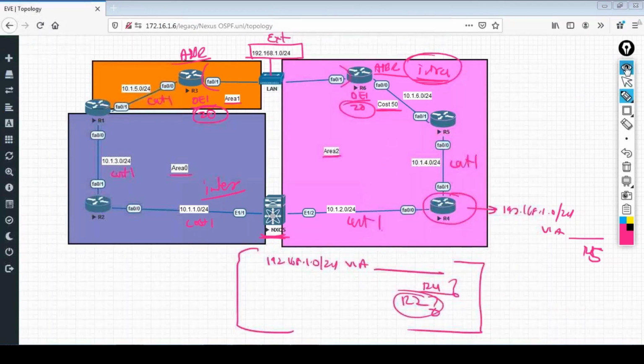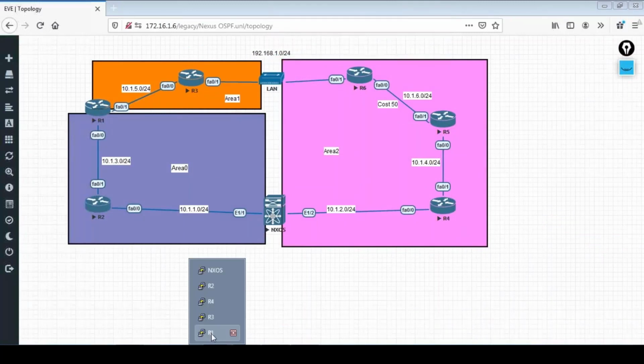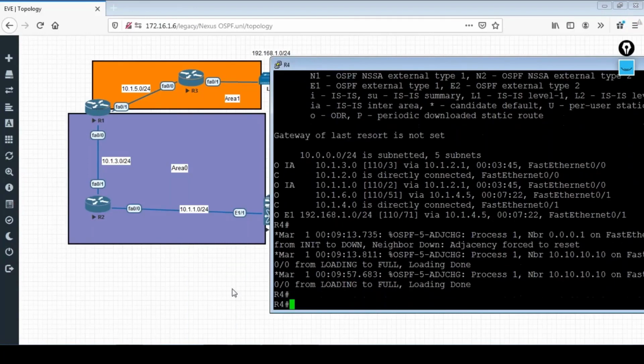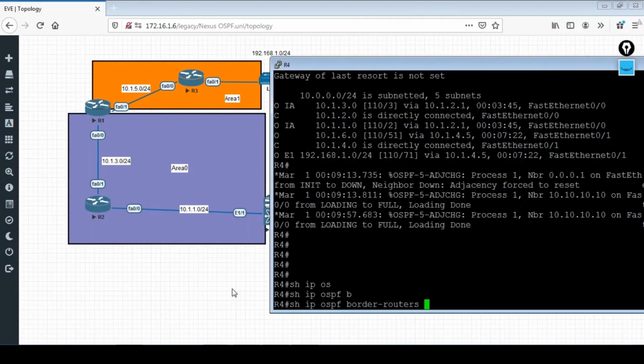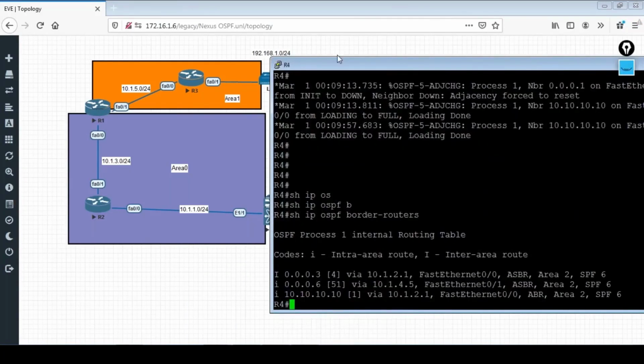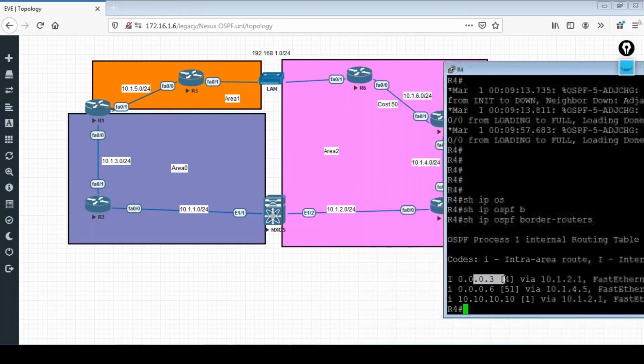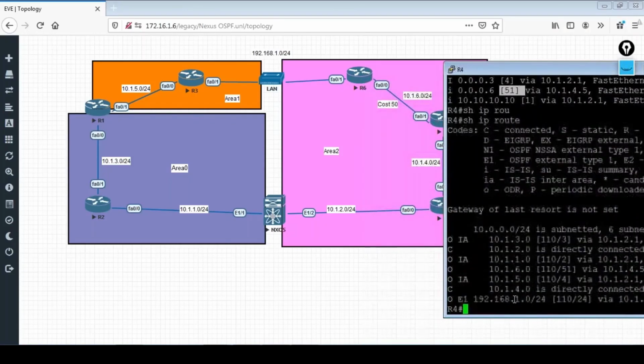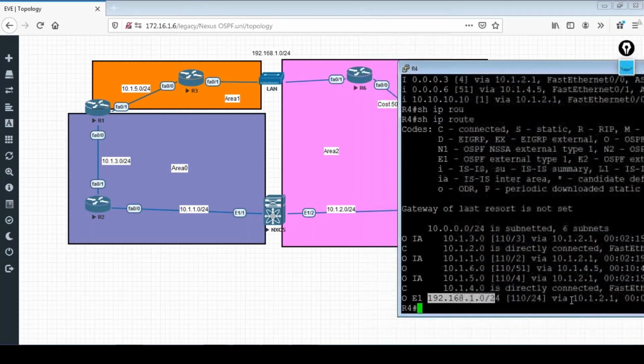All right. Let's go to router 4 for an example. In router 4, show IP OSPF border routers. I can see the same two border routers. I see R3, which is here. I can see R6, which is here. I can see the cost of that. Show IP route. Now the IP route here, 192.168, I have. What is the next hop IP? Look at this. This is where the problem is.